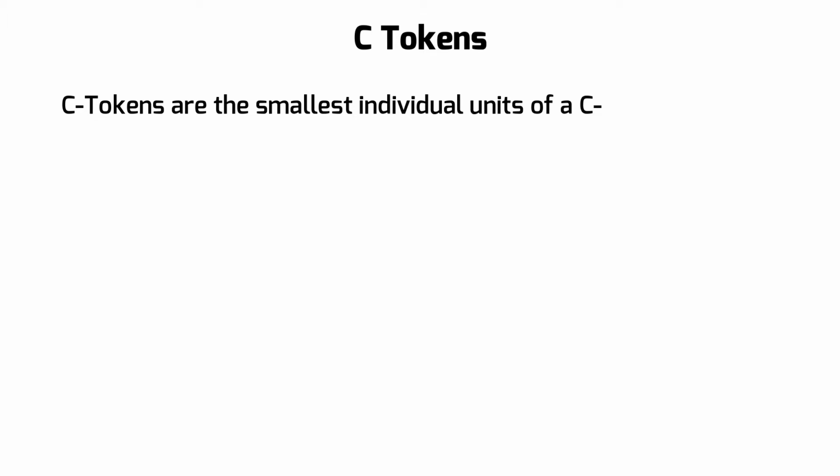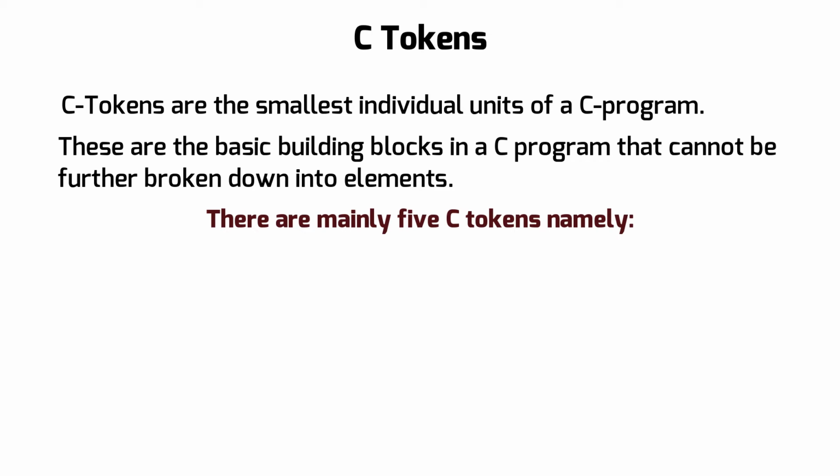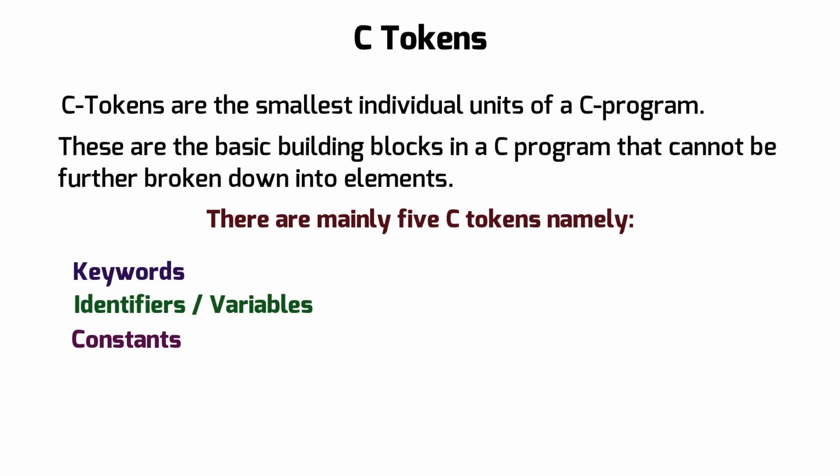In this video lecture, we will understand C tokens. C tokens are the smallest individual units of a C program. These are the basic building blocks in a C program that cannot be further broken down into elements. There are mainly 5 C tokens, namely keywords, identifiers or variables, constants, strings, and operators.